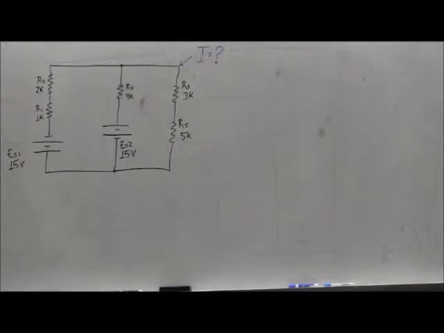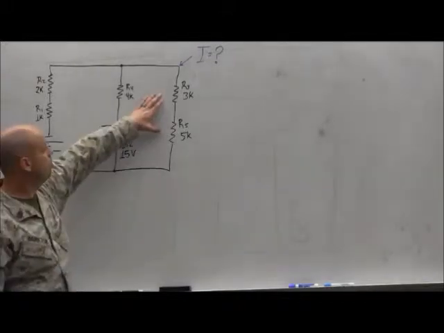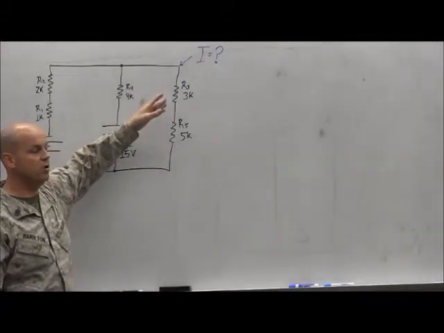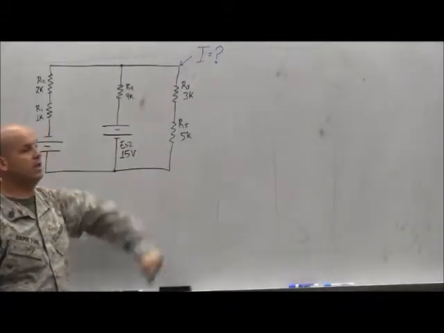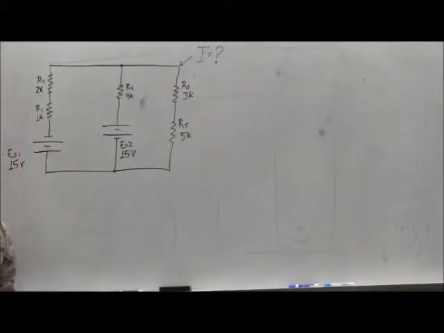That's correct. I kind of already let the cat out of the bag. But yeah, anything that's going to be current through these two resistors, either one of them, will also be the current at that point. Yes? So kind of think out of the box a little bit. So I could use Thevenin's to find the current through R3, could I not?